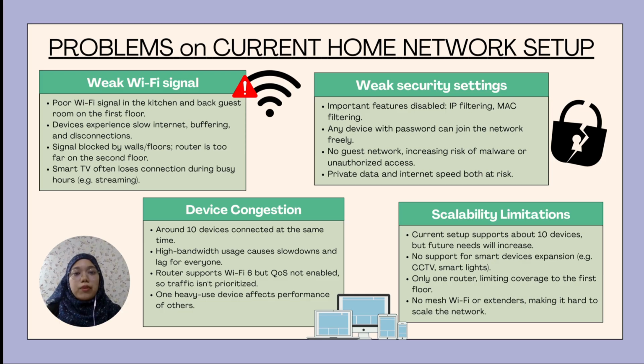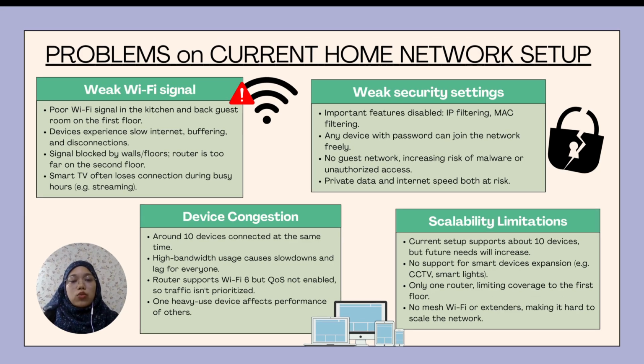The third problem is the weak security settings. When I checked the settings in the Fiber Home router's admin page, it was found that important security features such as IP filtering and MAC filtering are not turned on, which are useful to control which devices are allowed to connect to Wi-Fi.